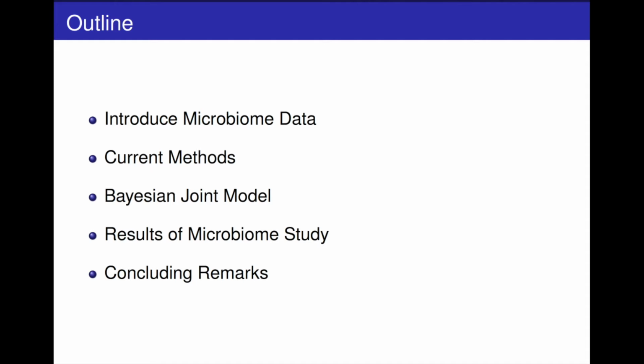Here is an outline of my talk. I'll first introduce microbiome data and some of the current methods researchers are using to analyze these data and their limitations. Next, I'll present our Bayesian joint model, which we apply to microbiome data collected on individuals in the Houston area. Then I'll conclude with some final remarks.